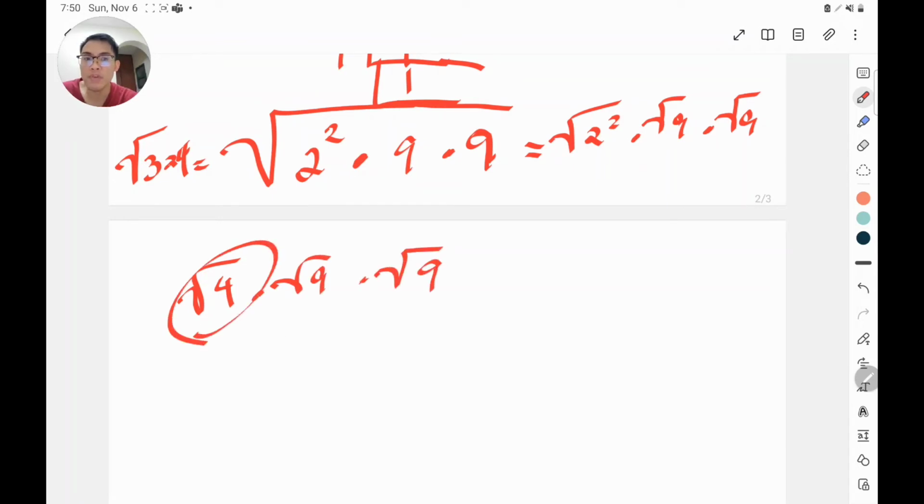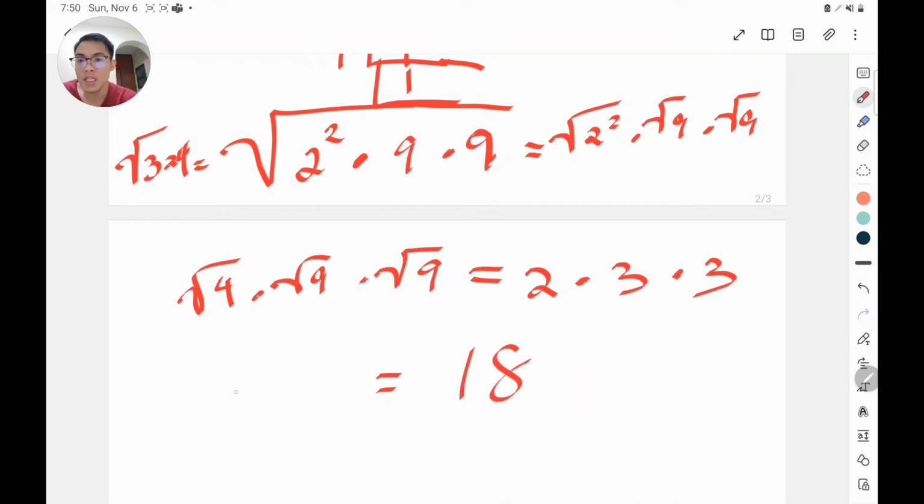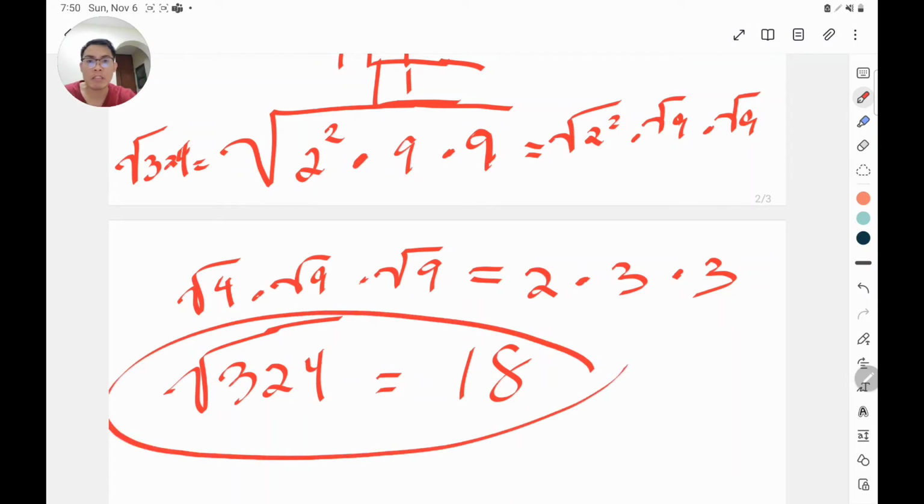Now we know that the square root of 4 is equal to 2, and the square root of 9 is equal to 3, times another 3. So that's equal to 2 times 3 is 6, times 3 is 18. So basically our square root of 324 is equal to 18.